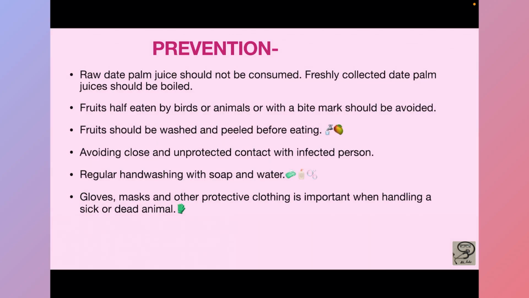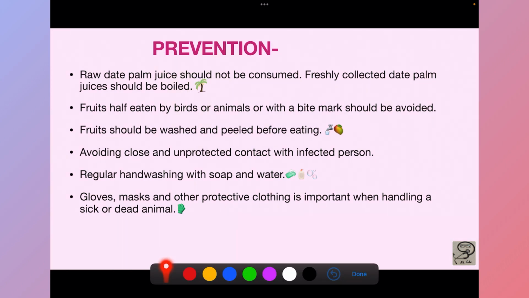Now, how to prevent the spread of the infection? First, raw date palm juice should not be consumed. Freshly collected date palm juice should be boiled. Fruits half eaten by birds or animals or with a bite mark should be avoided. Fruits should be washed and peeled before eating. Avoid close and unprotected contact with an infected person. Wash hands regularly with soap and water. Gloves, masks, and other protective clothing are important when handling a sick or dead animal.